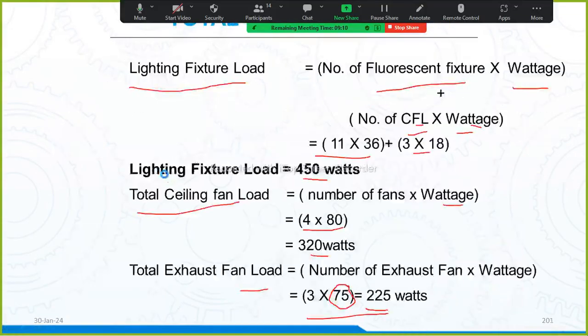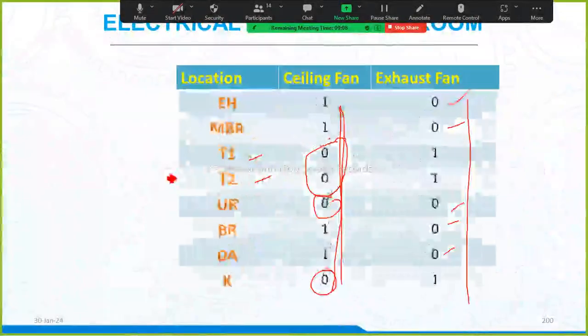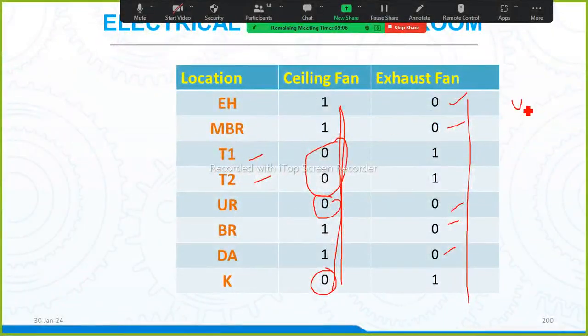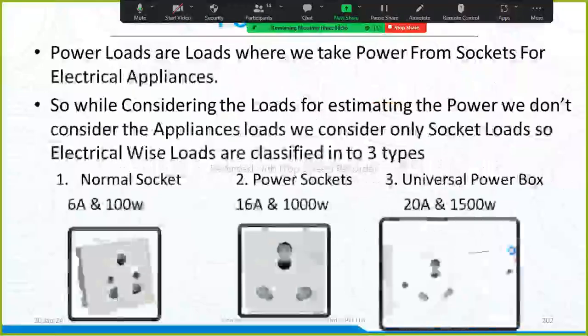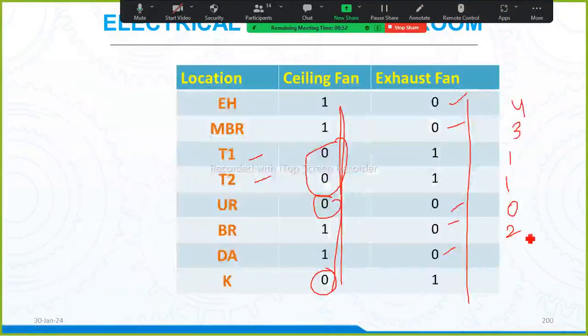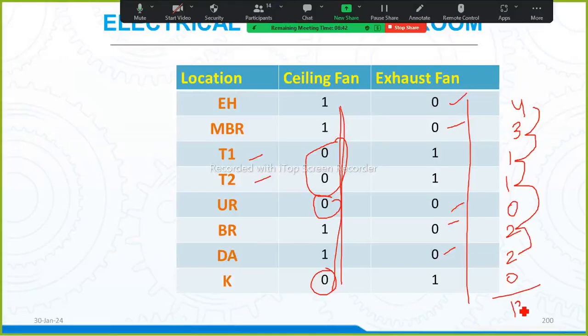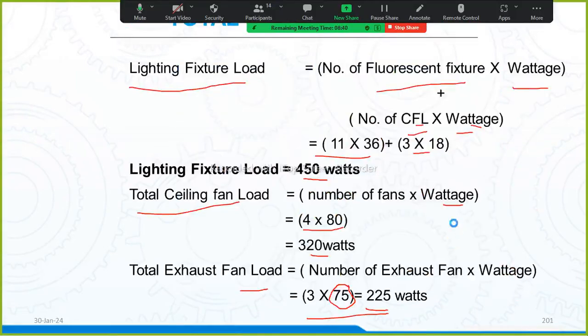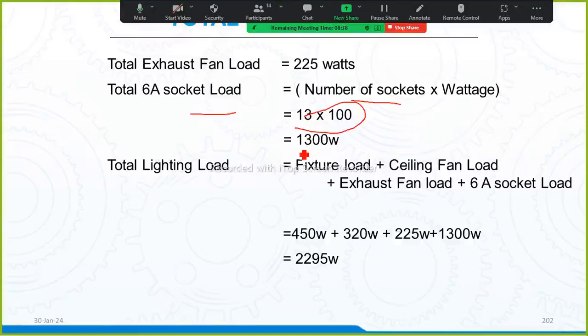Here I'll write it: entrance hall 4 sockets, master bedroom 3 normal sockets, toilet 1 has 1 socket, toilet 2 has 1 socket, utility has no normal socket, only a power socket, bedroom 2 normal sockets, dining area 2 normal sockets. Kitchen, no normal socket, only power socket. So what is the total? 4, 5, 6, 7, 8, 9, 10, 11, 12, 13. So total 13 sockets. What is the wattage of a normal socket? 100. So 13 into 100 is equal to 1300.